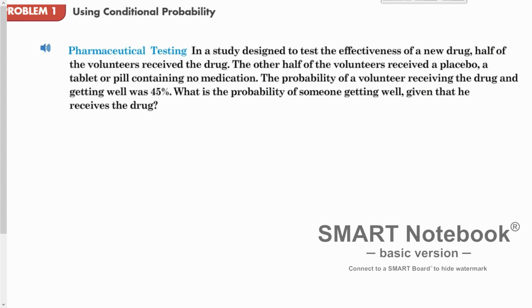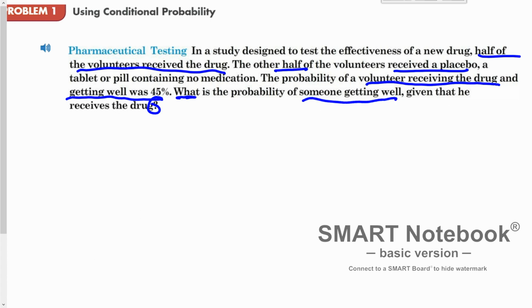Okay, so let's go ahead and do problem number 1 here using conditional probability. We have a study on the effectiveness of a new drug. Half of the volunteers received the drug, the other half received a placebo. The probability that a volunteer receiving the drug and getting well is 45%. Here's my question: what is the probability that someone is getting well given that he received the drug? So this would be my B and this would be my A. Receiving the drug would be my A, so that's my denominator.